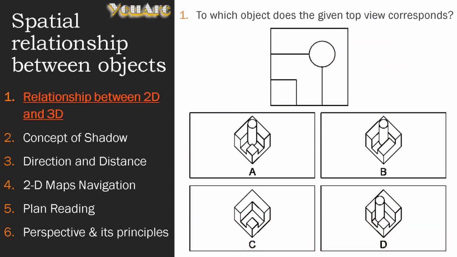Another type of question for relationship between 2D and 3D is they'll give you a 2D form and ask you to find the correct version of the 3D form. So what we have to do here is, for the given 2D form, we have to find the answer. So here in the first question, to which object does the given top view correspond? So from here we have to find it. So I think you started guessing the answer. Yes, the answer is A here. Moving on to the next topic.